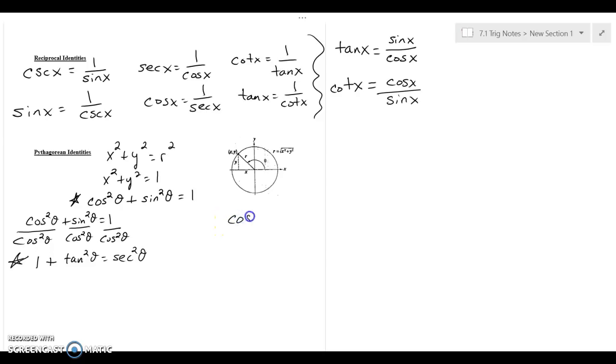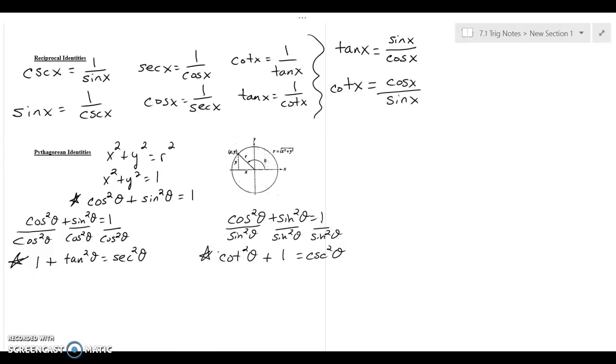What if we took the cosine squared theta plus the sine squared theta equals 1, and we divide everything by sine squared? Well, cosine over sine is cotangent, so this would be the cotangent squared. Plus sine squared over sine squared is 1. 1 divided by sine is the secant. Excuse me, the cosecant. So that'd be cosecant squared. That's another one you have to remember.